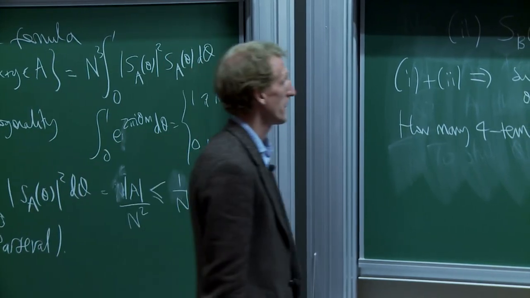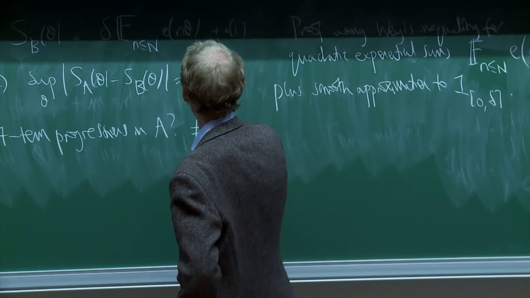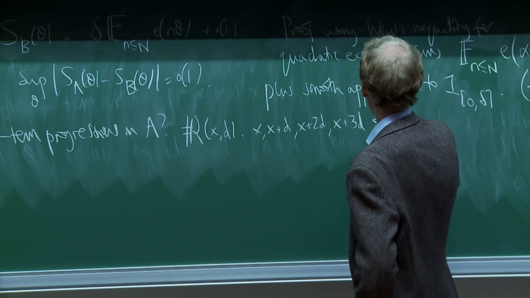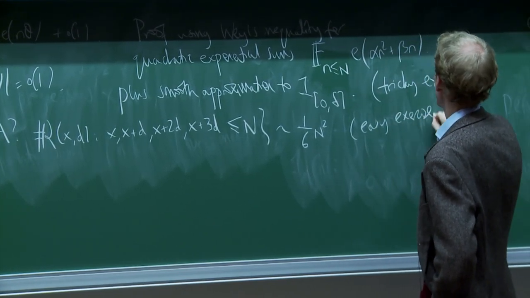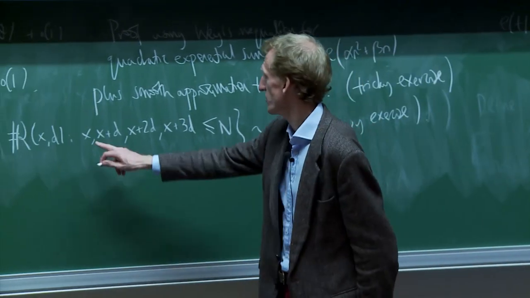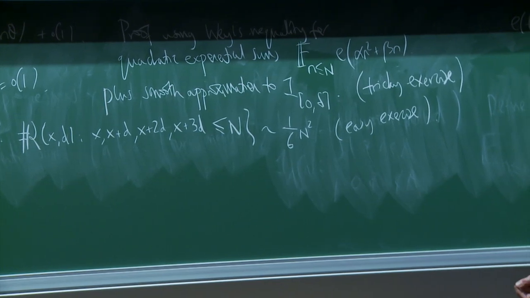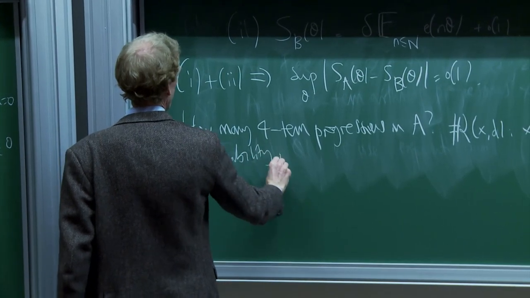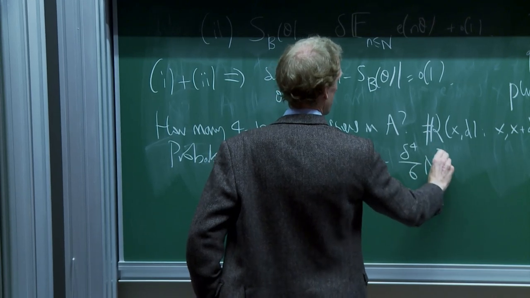Well, this is a relatively easy calculation. The number of four-term progressions between 1 and N, the number of x and d for which x, x plus d, x plus 2d, and x plus 3d are all less than or equal to N, is roughly 1/6 times N squared. That's an easy exercise. It's essentially just integrating over a two-dimensional domain. And then because A is random, once you fix one of those progressions, provided the elements are distinct, it will lie inside A with probability delta to the 4. So the count is roughly delta to the 4 over 6 times N squared.